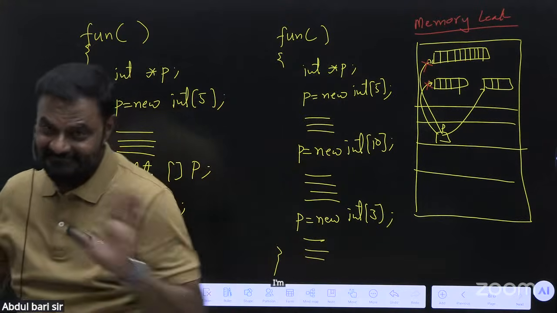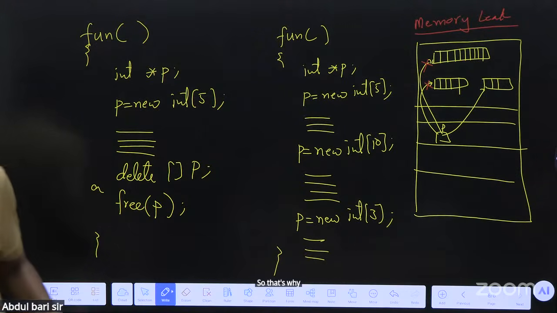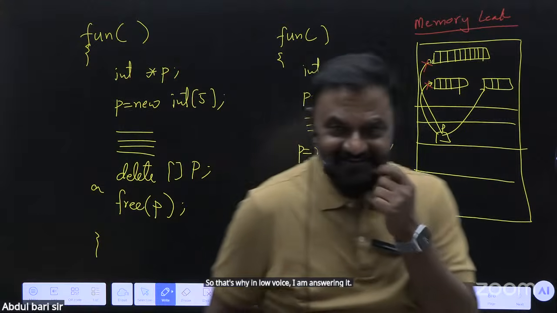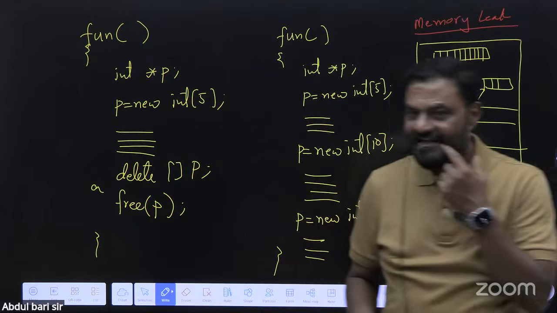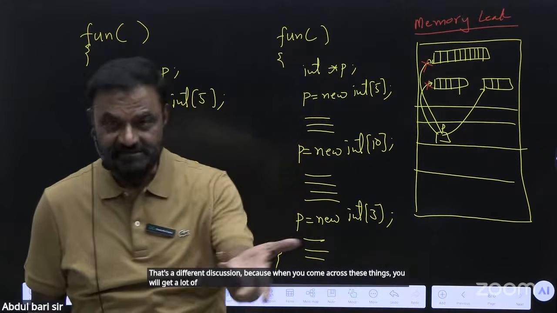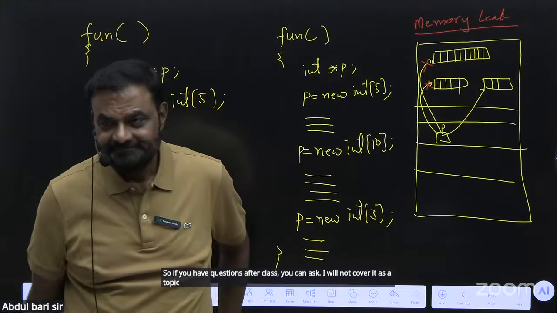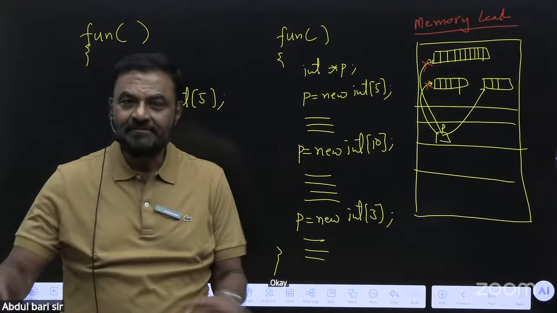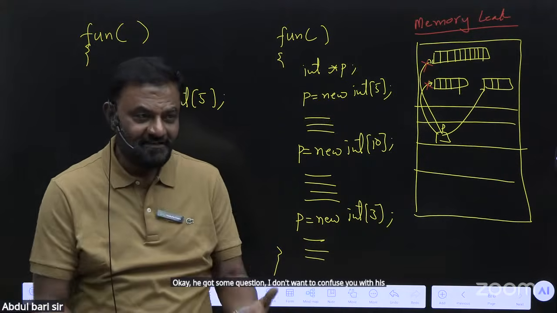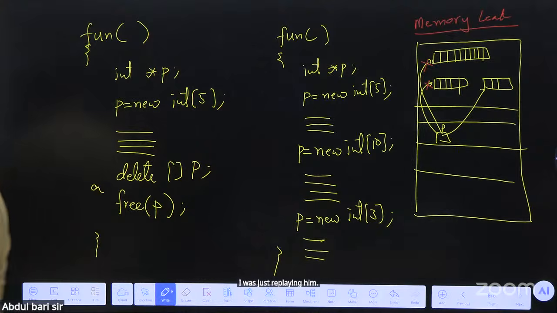I'm just answering him. I have not raised the question, I'm answering him. That's why I'm answering in a low voice. That's a different discussion, because when you come across these things, you will get a lot of doubts and questions. If you have questions after class, you can ask. I will not cover it as a topic. He got some question, and I don't want to confuse you with his question and answer it again. I was just replying to him. Finished?